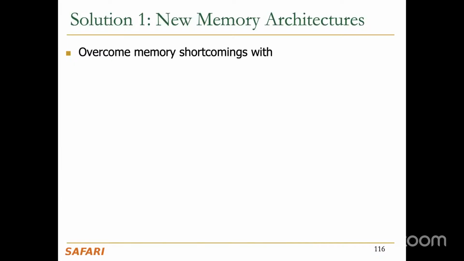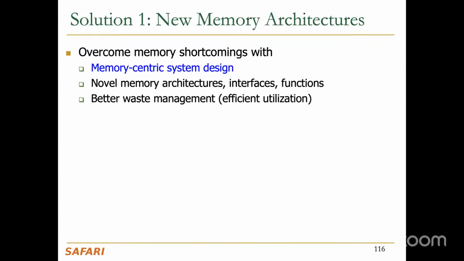So let me quickly go over some, again, broadly. We're going to look at memory-centric system design a lot. We're going to try to overcome memory shortcomings. We're going to look at novel memory architectures, new interfaces, new functions. We're going to hopefully look at better waste management because there's a lot of waste in memory. We're wasting a lot of latency. We're waiting unnecessarily. We're wasting a lot of bandwidth because we're bringing a lot of data when we're not going to reuse a lot of that data.